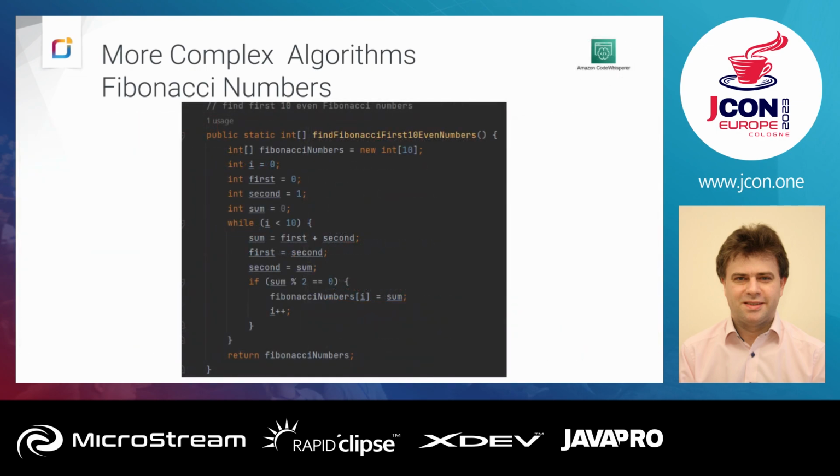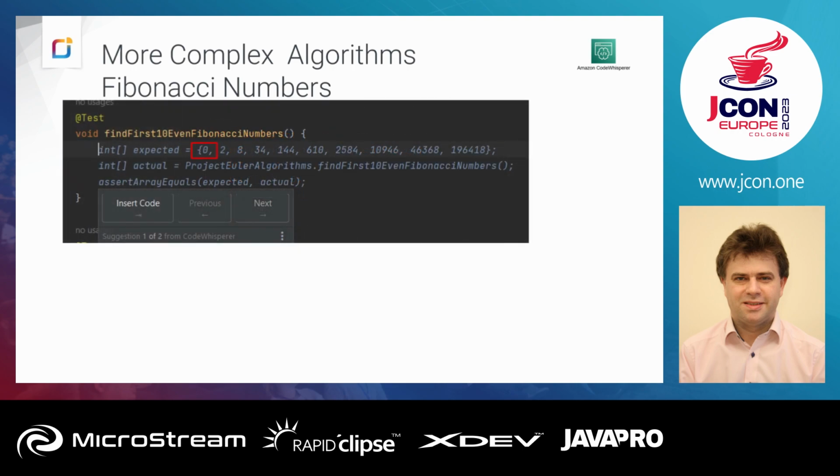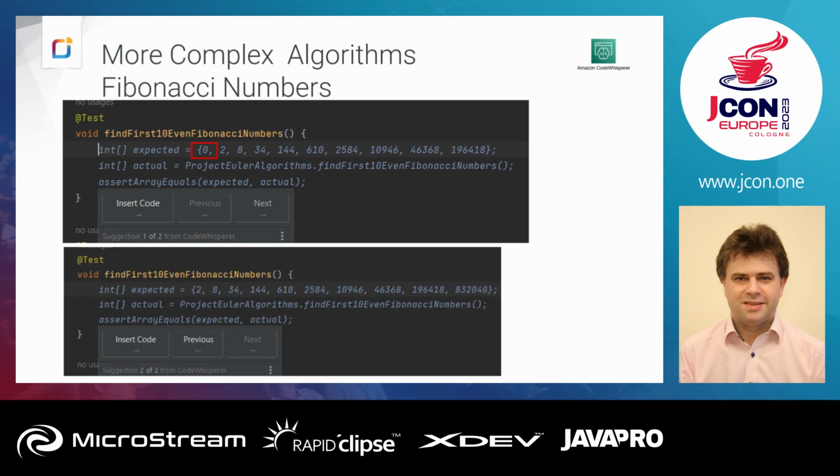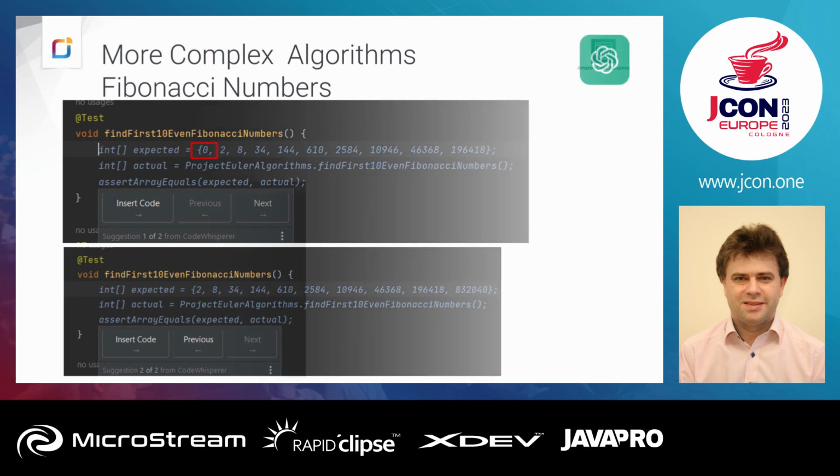More or less the same story, at least for this algorithm, with Amazon CodeWhisperer. Then they started to generate tests. They suggested two tests. The first says that the first number is zero. It's probably a matter of definition. Fibonacci numbers can start with zero or with one, but I asked for even numbers. But then you see there are two suggestions. The next one was more or less what I required, because I didn't want to have zero. But again, GitHub Copilot and Amazon CodeWhisperer were able to do this.